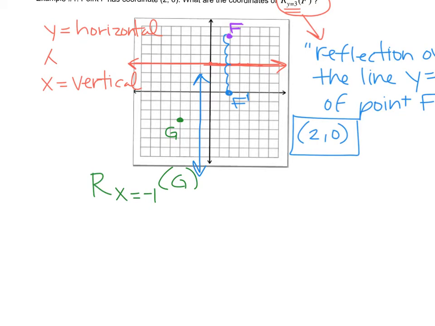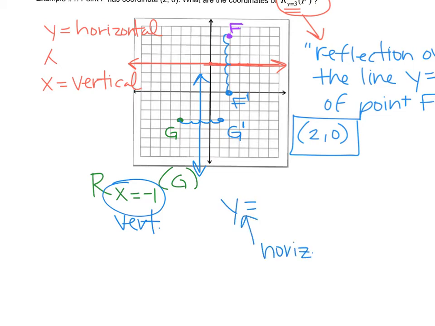If I want to reflect over that, where am I moving? I want to stay perpendicular to that line. So you're going to move straight right. If I reflect over that line, 1, 2, I need to go 2 more, 1, 2, and that would be my G prime. Okay, does that make sense? So just remember, x equals is vertical. Y equals is horizontal. That is probably the place where people make the most mistakes in this lesson.